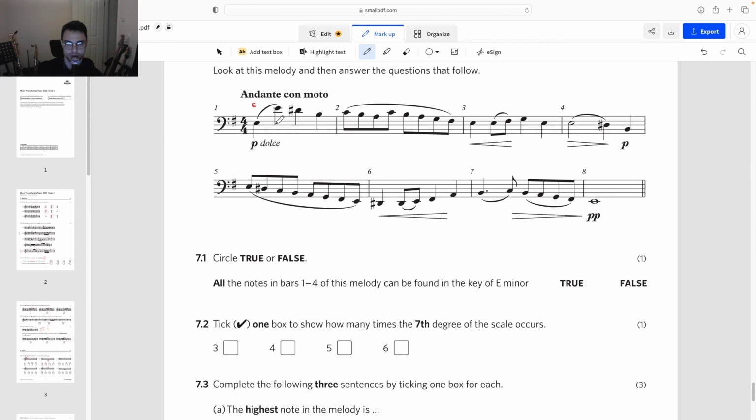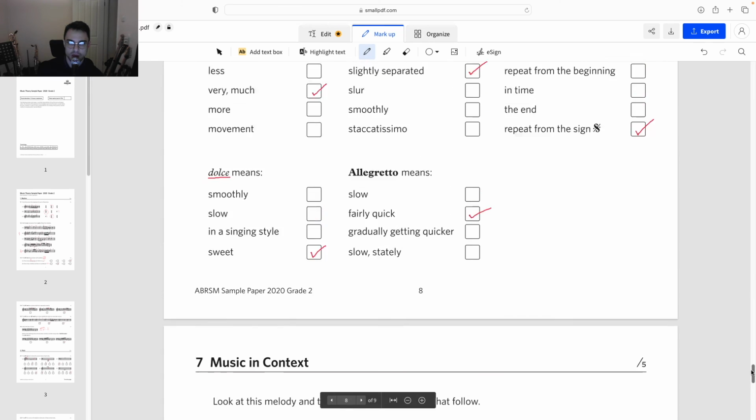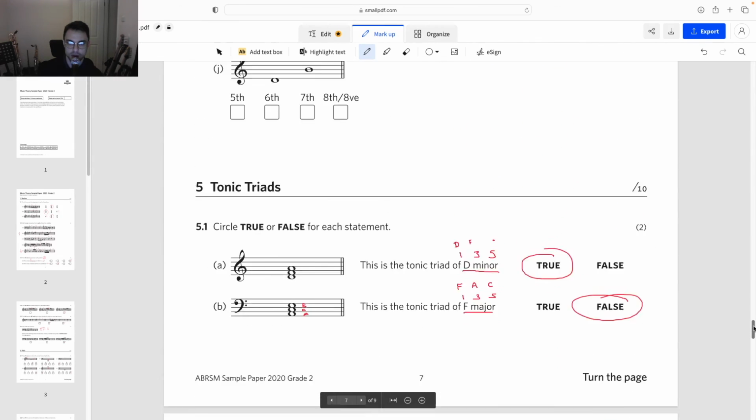So let's see if our intuition is right. All right, E jumps up an octave to E, and then down to D sharp. All right, that's fine. We did speak about our E harmonic minor scale. Where was it?